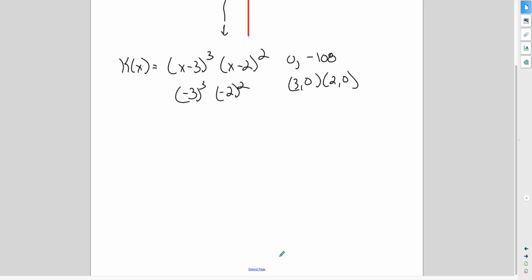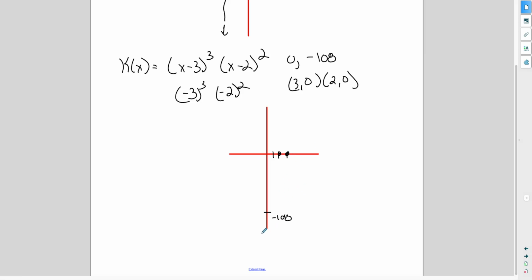This one's kind of weird because the y-intercept's so big that we really can't put it on the paper if we had one. So what we would do is we would say, okay, here is -108. Then we would do 2 and our 3 right there.